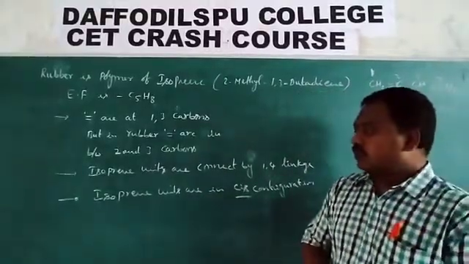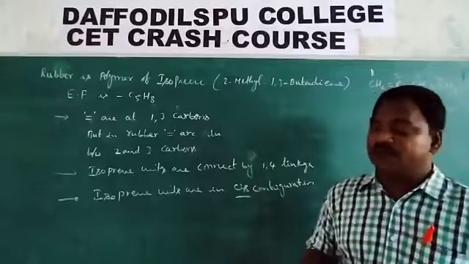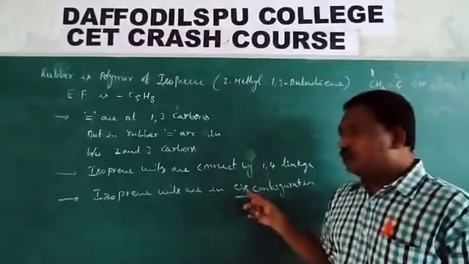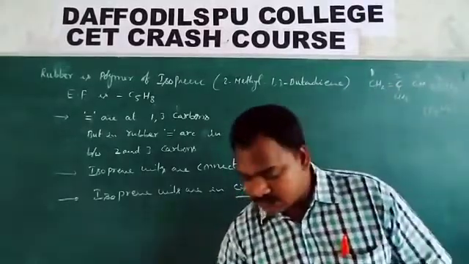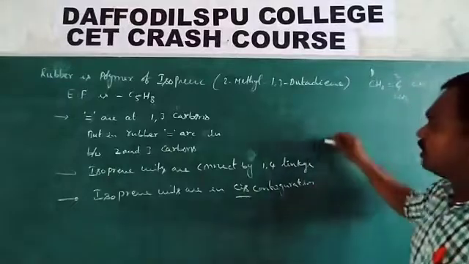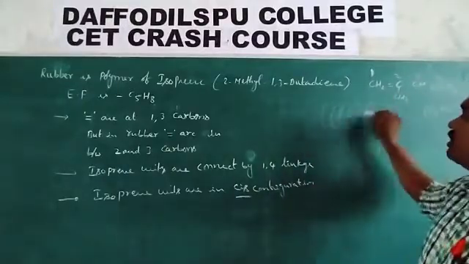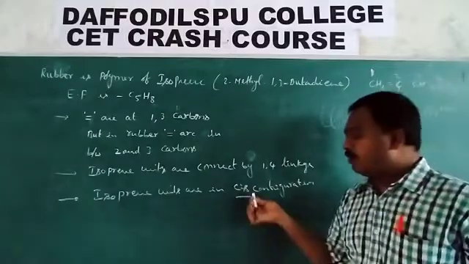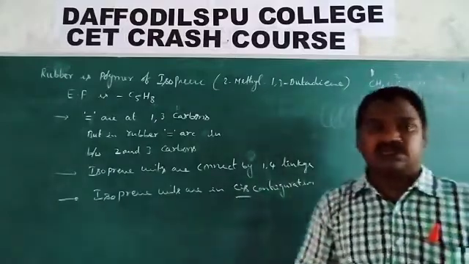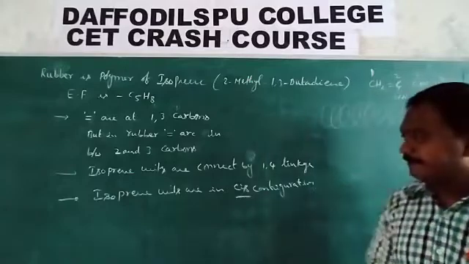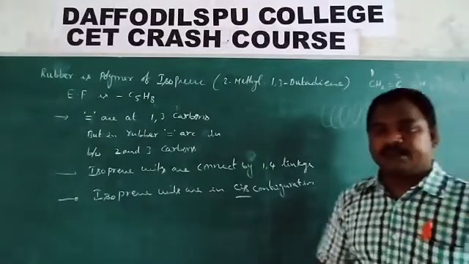Another point is, in rubber, all these cis configuration isoprene units are coiled like this. Due to this coiled arrangement, rubber gets its elastic nature. This is about rubber.